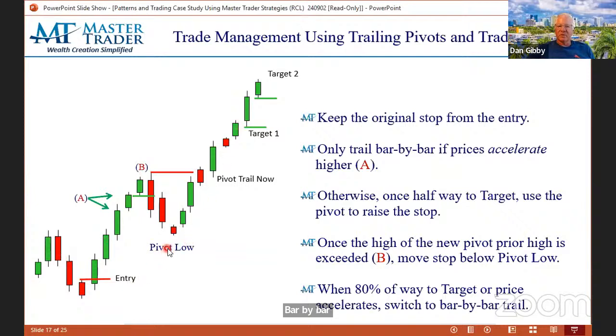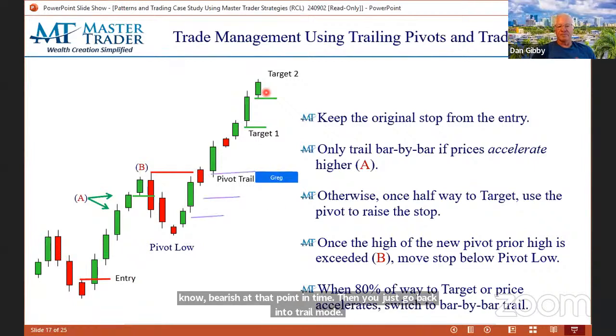Once it becomes a major pivot low, that's your new stop. It accelerates higher, bar by bar. Maybe market internals are getting bearish at that point in time. Then you just go back into trail mode. There's a Cliff Note version on trail management.